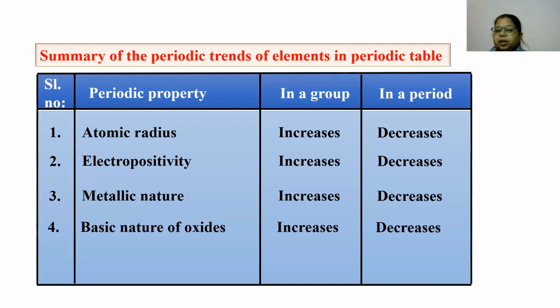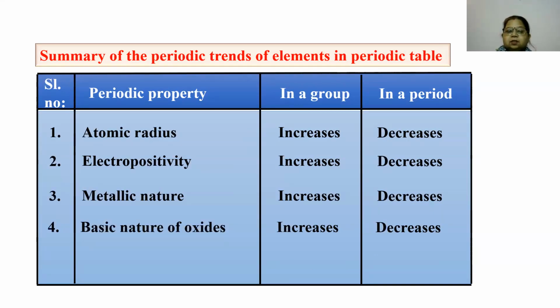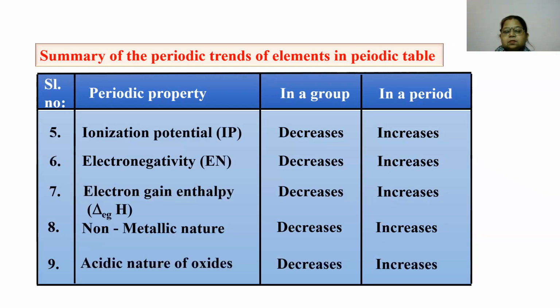Now, with that, we end up the chapter, and this is the summary, right? I have tried to group the similar properties at one place, that what is increasing and what is decreasing, right? These 4 properties, they increase in a group and decrease in a period, right? Then in these 5 properties, it is opposite. Would you like to note it down or not? Okay.